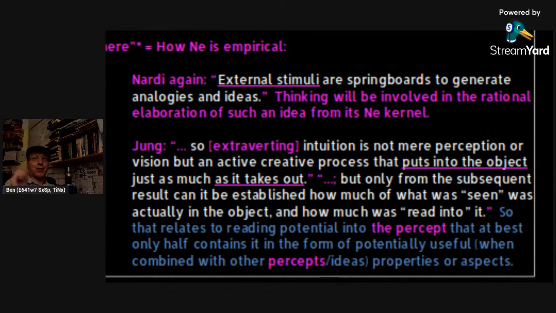So that relates to reading potential into the percept that at best only half contains it, in the form of potentially useful when combined with other percepts, ideas, properties, or aspects. So the percept for Douglas Adams is watching a program on judo, and I'll give the context later on. And the guy says, so it's not an object, he says, what you got to do when you got a heavy opponent coming against you is you got to use his weight against him.